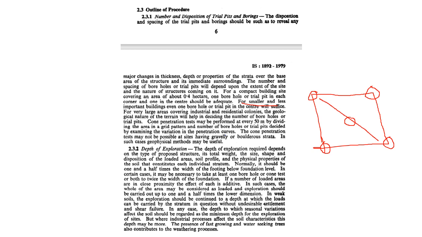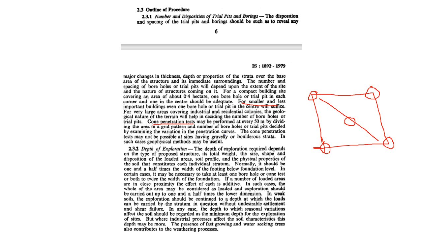Okay, and then one other thing is that the cone penetration test may be performed at every 50 meters by dividing the area in a grid pattern, and the number of boreholes or trial pits decided by examining the variation in the penetration curves.